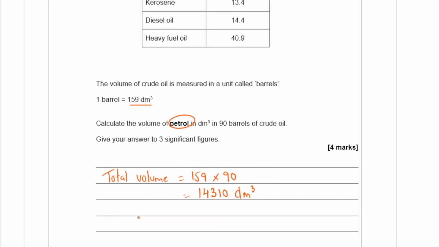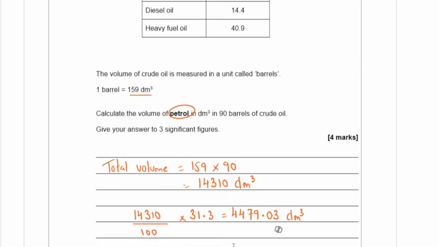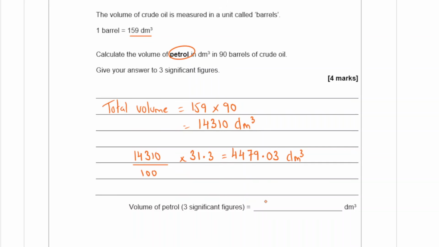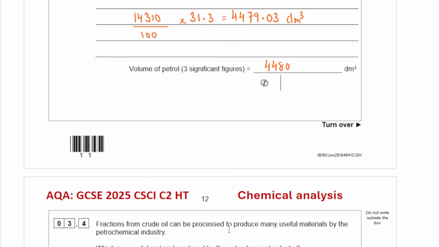31.3% is petrol. So 14,310, divide that by 100 to get 1%, and then multiply it by 31.3. That would give me 4,479.03 decimeter cube. And they want the answer in 3 significant figures. So the answer would be 4,480 decimeter cube.